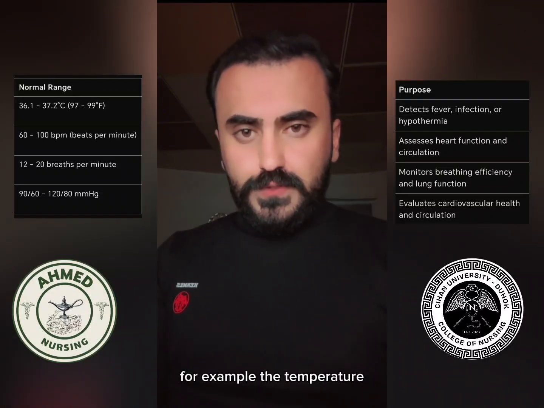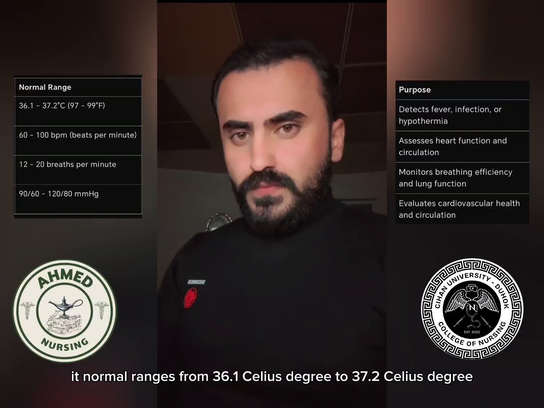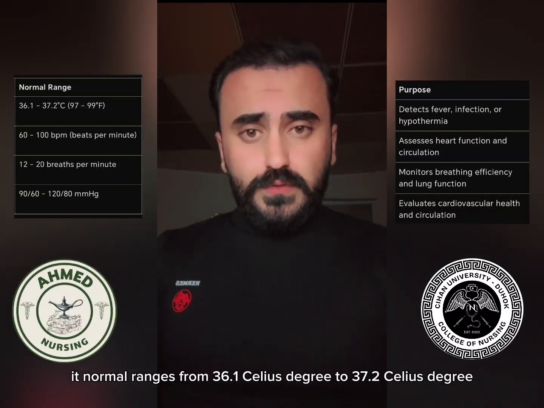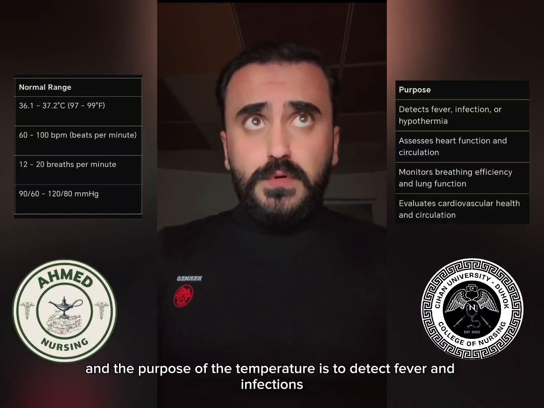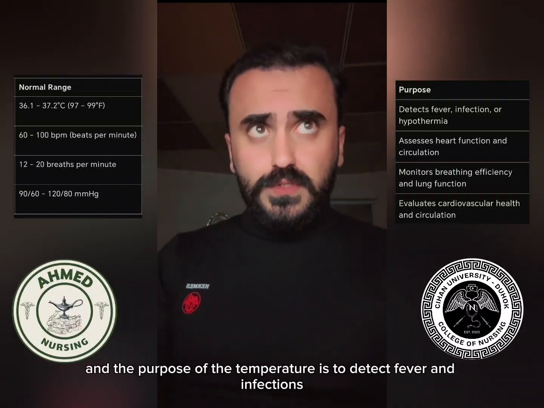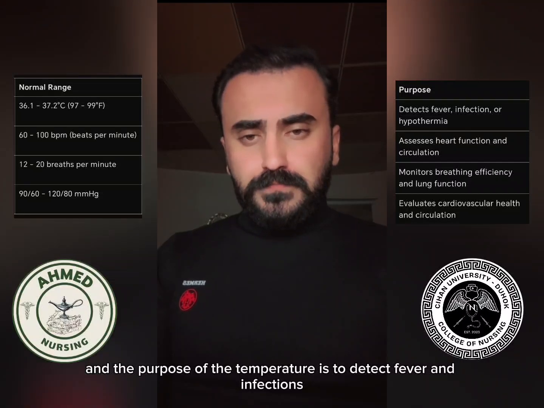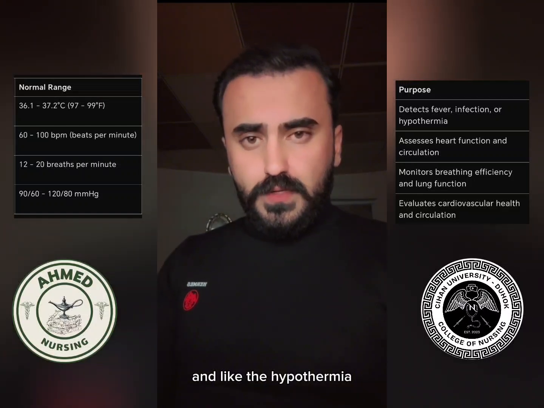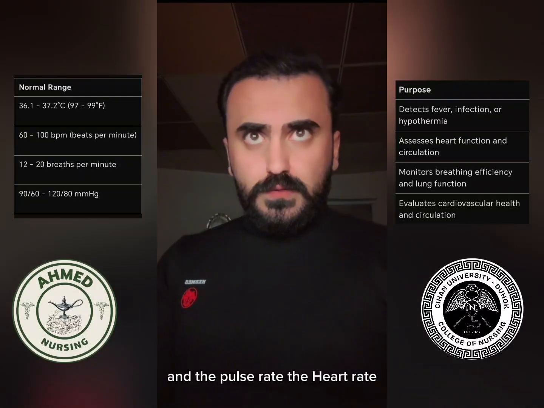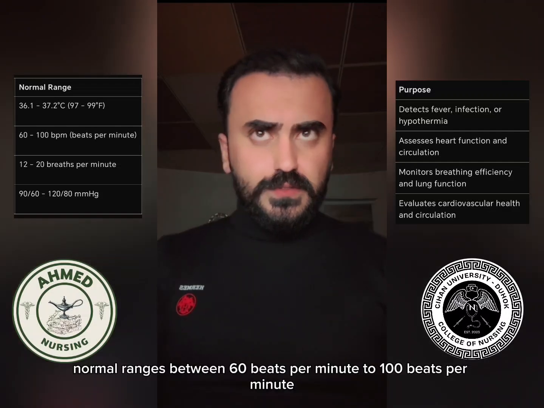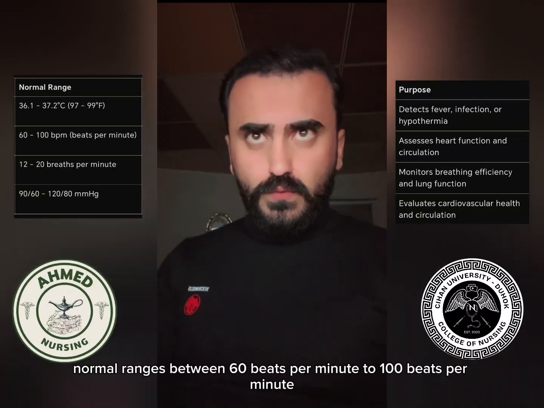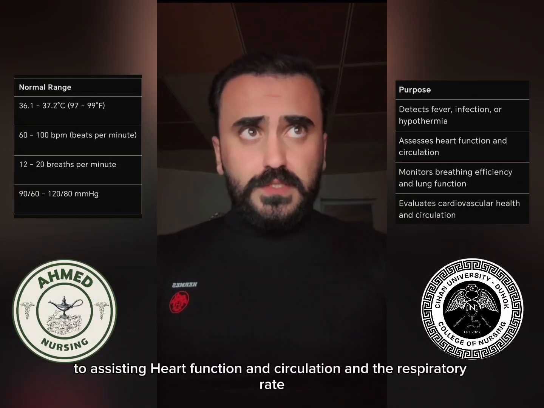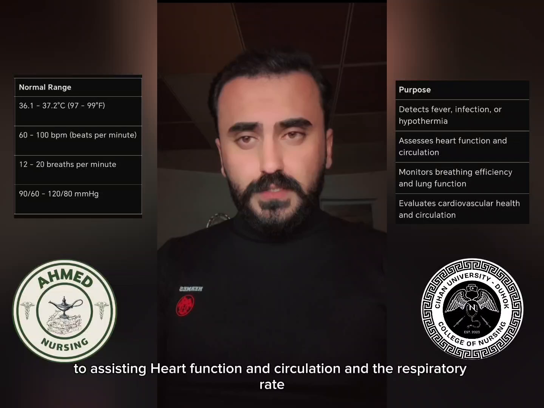For example, the temperature's normal range is from 36.1 degrees Celsius to 37.2 degrees Celsius. The purpose of the temperature is to detect fever, infections, and hypothermia. And for the pulse rate, the heart rate, the normal range is between 60 beats per minute and 100 beats per minute. The purpose is assessing heart function and circulation.